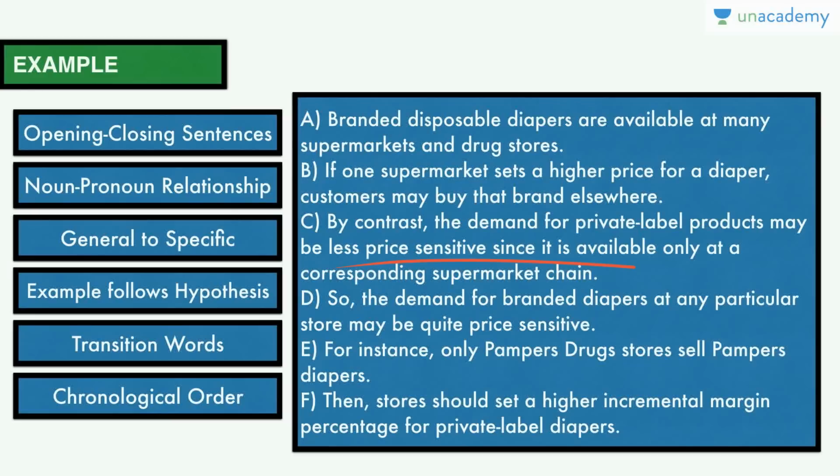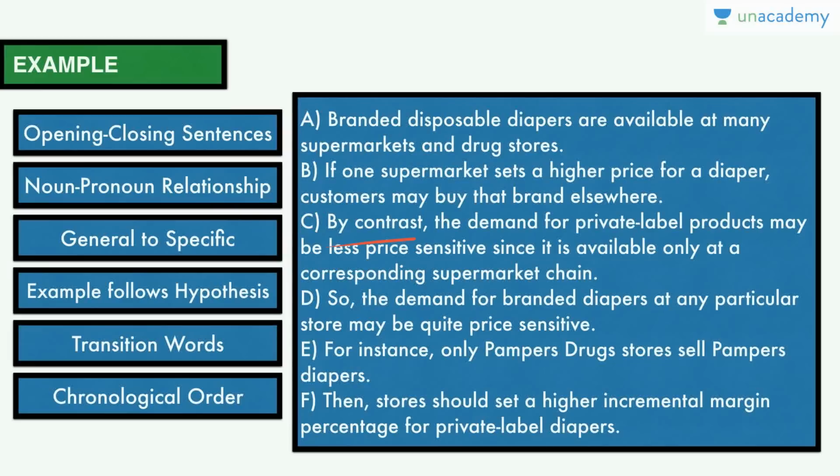The demand for private label products may be less price sensitive since it is available only at a corresponding supermarket chain. Okay, so we're talking about private label products. We are talking about price sensitivity. Okay, so the demand for branded diapers at any particular store may be quite price sensitive. We are talking about price sensitivity once more. We are talking about high price sensitivity, may be quite price sensitive, and about less price sensitivity in sentence C. So we can see some contrast here. So maybe the pair will be DC. D will come first, followed by C, which is providing the contrast.